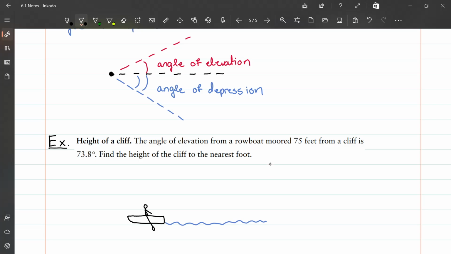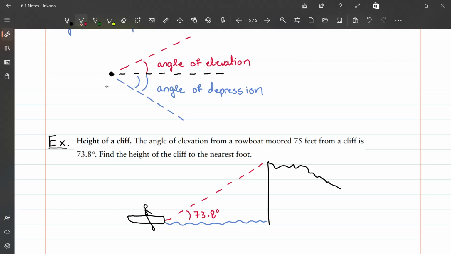And it's moored away from a cliff over here. Suitably jagged looking cliff. All right, so from the rowboat up to the cliff, we have an angle of elevation. Technically speaking, the water line in this particular picture is going to act kind of like our horizontal line. So if I go up from this boat to the cliff, which I'm going to do in as straight a line as I possibly can, I get an angle of 73.8 degrees.